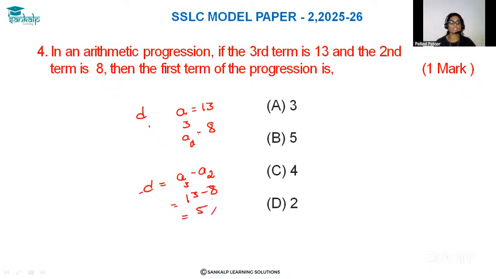So the first term can be found by subtracting the common difference from the second term. So A1 is equal to A2 minus D, which gives us the first term. So it is equal to the second term 8 minus the difference 5. So this is equal to 3. So the answer, the first term of the progression, is 3. So in the given options, option A, 3, is the right answer.